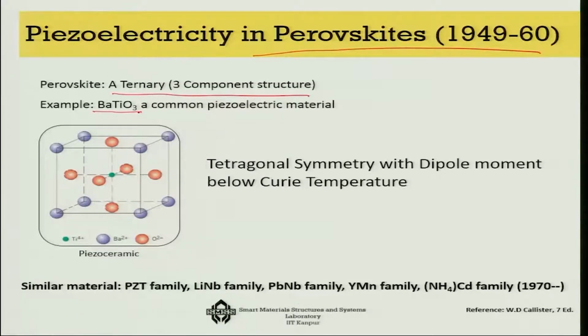Now, the structure of a perovskite has a tetragonal symmetry with dipole moment below the Curie temperature. What is the source of this dipole moment? For example, if I look at this tetragonally symmetric crystal structure, we will see that the titanium is at the core of it, and the bariums are here at the vertices, and oxygens are at all the face centers.